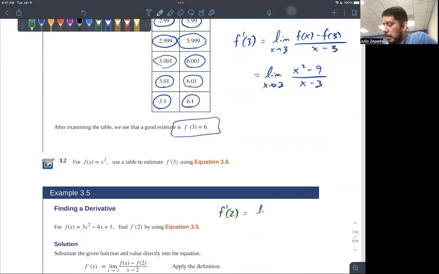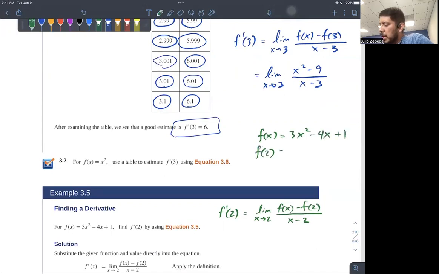It is just equal to the limit as x approaches 2 of the function f of x minus f of 2 divided by x minus 2. And this one's going to take slightly more work. So what is f of x? I'll write it up above. f of x is 3x squared minus 4x plus 1. Not too bad. But f of 2, we should do as scratch work and just plug in the 2 over here on the side.